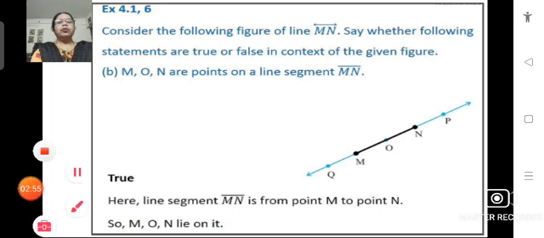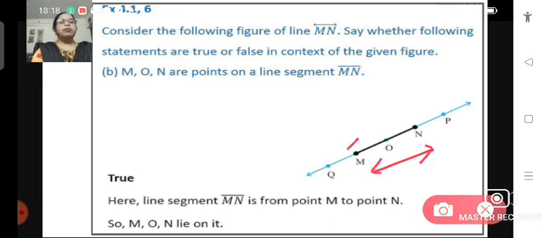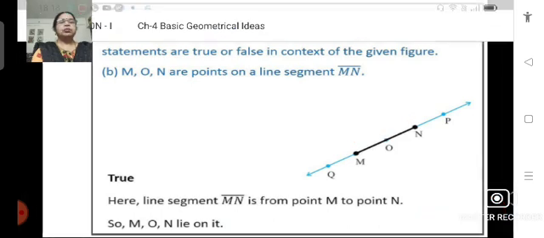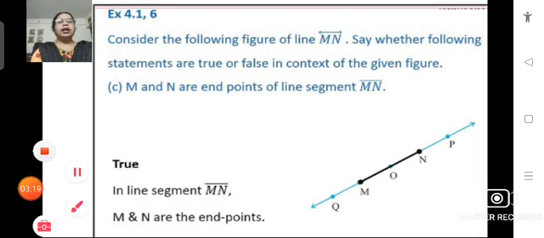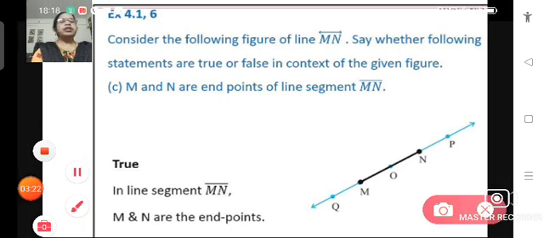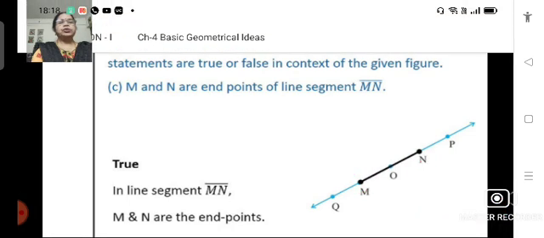B, M, O, N are points on a line segment MN. We can see this is the line segment MN and M, O, N are points on the line segment MN. So yes, this statement is also true. C, M and N are endpoints of the line segment MN. Yes, on the line segment MN, M and N are the endpoints. So this is also a true statement.